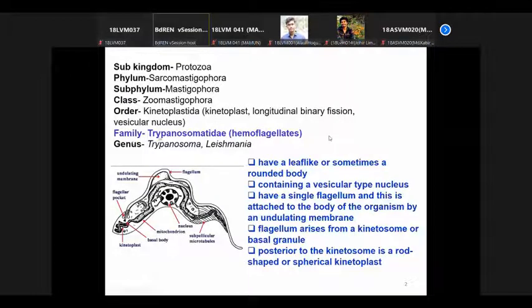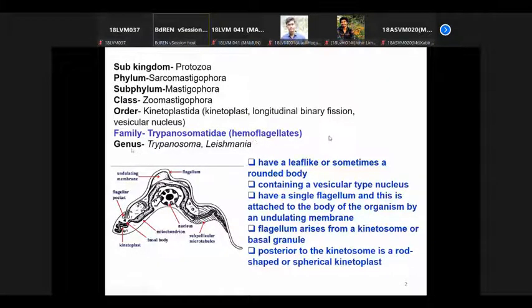Then family Trypanosomatidae, commonly called hemoflagellates. You can see that I'm giving many names: trypanosome, kinetoplastid, and hemoflagellates. Because hemo means blood, and they are flagellated protozoa. So together we call them hemoflagellates. They swim in the bloodstream or body fluids of the host. You may be asked that names are hemoflagellates.